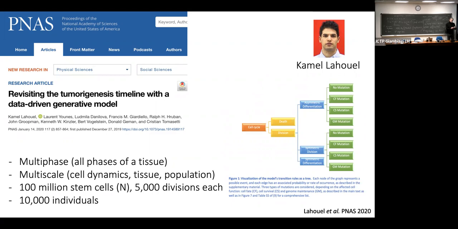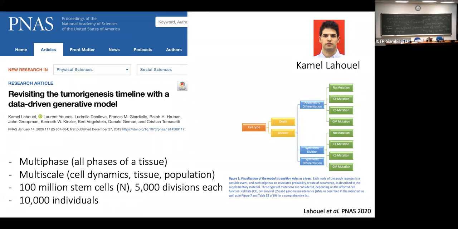But the question is, what about the phase before, where you have the healthy tissue that's accumulating these dangerous mutations all the way to cancer? And in fact, even before birth, as I said, okay? And then you want to do this not just for one cell, of course, but for an organ, so for a set of cells.